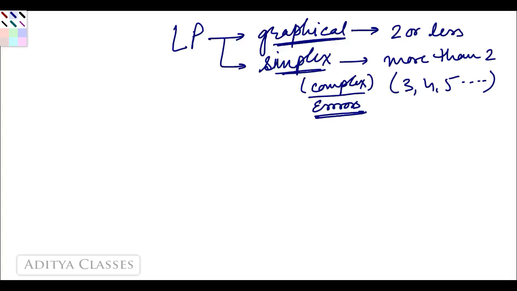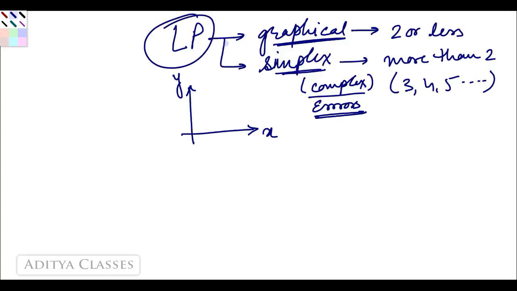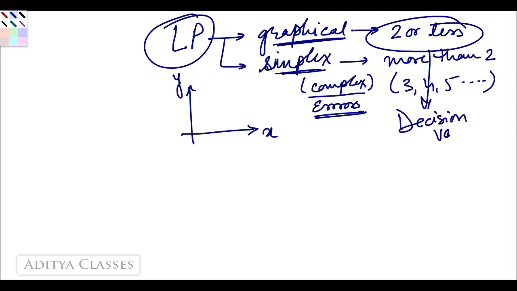The problem is, in graphical method we have two axes. We have an x-axis and we have a y-axis. So if you have two variables, one can be taken as x, another one can be taken as y, and we can solve the given problem. But if you have more than two variables, we cannot solve it using x and y. So whenever you get a linear problem, look for the number of decision variables. If your decision variables are two or less, you can definitely go with graphical, and if they are more than two, you are forced into a situation where you have to solve the given problem using simplex.